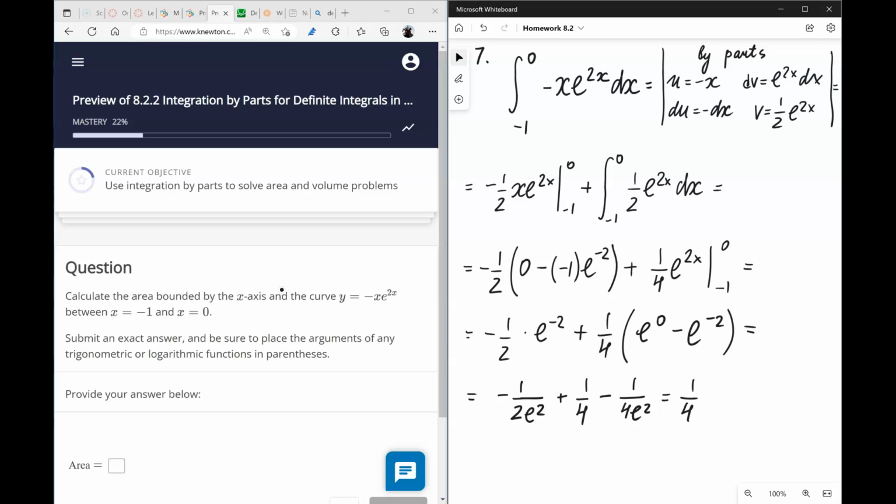Doing a common denominator and everything here, so we have negative negative 2, so it's minus 3 over 4e squared.